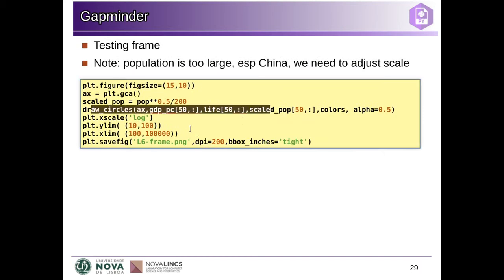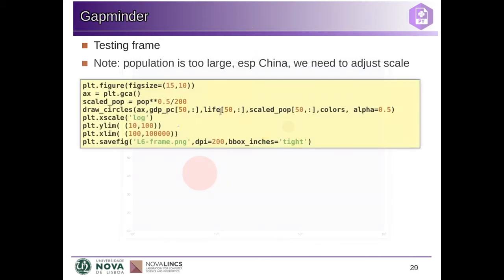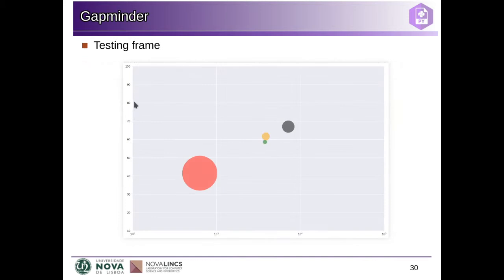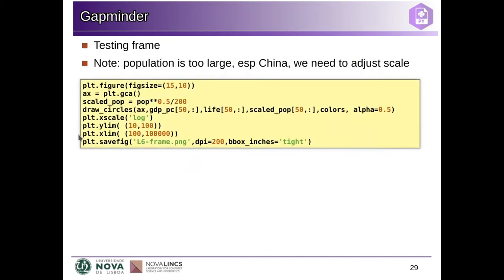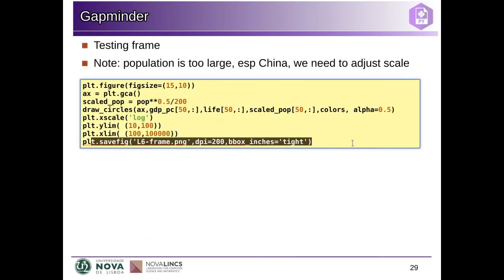So I draw the circles. I just add this scale, a logarithmic scale, to the GDP axis, to the X axis. I put these limits. If you use Y lim and X lim, you can give a tuple with the lower and upper bound for the axis. So for life expectancy, it's between 0 and 100, this axis here. And for the per capita GDP, it's between 100 and $100,000. So for the X here. And now I can save the image.